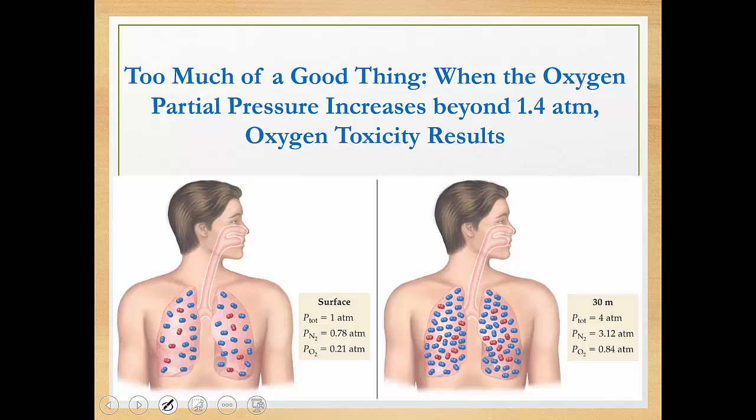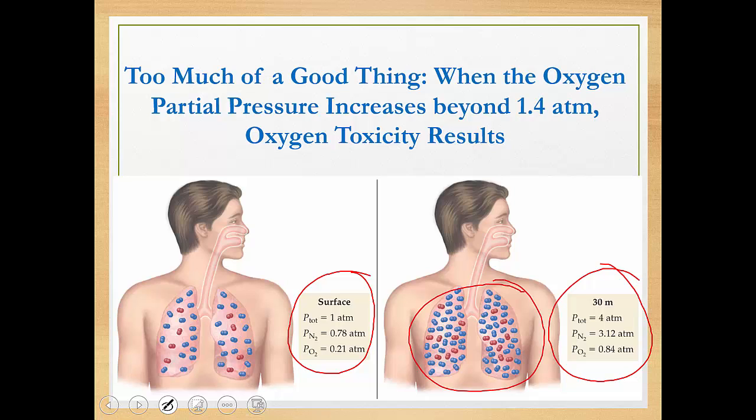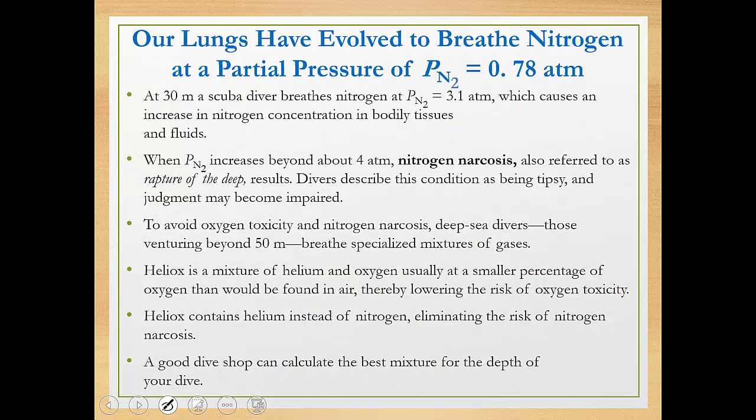Okay, so the surface, you have these partial pressures, increases as you go down to 30 meters. So big difference there. If you look at the concentration of oxygen in the lungs of the diver versus the person at the surface, you can see that massive increase in the concentration.